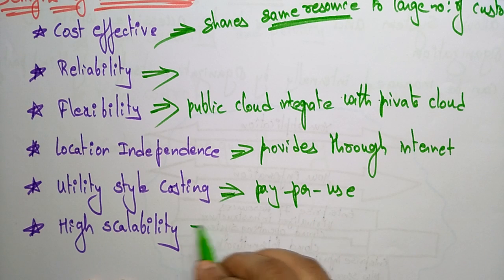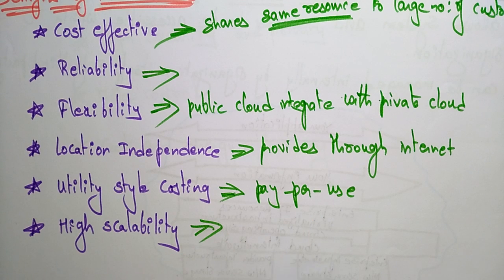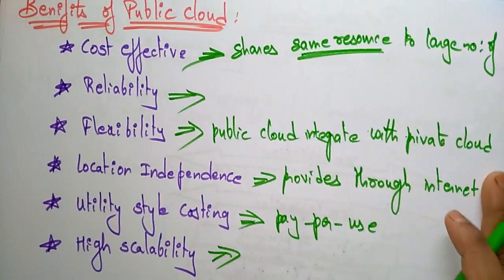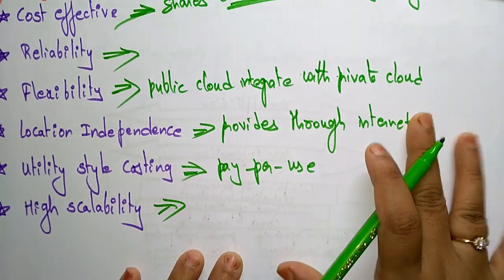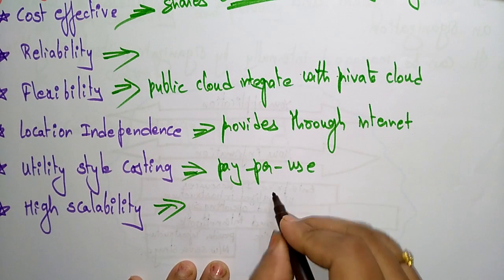And the last benefit was high scalability. How can we say this public cloud has high scalability? Here the cloud resources are made available on demand from a pool of resources. That is, they can be scaled up or down according to the requirements. So these are all the benefits and advantages of the public cloud, and there are some disadvantages also.